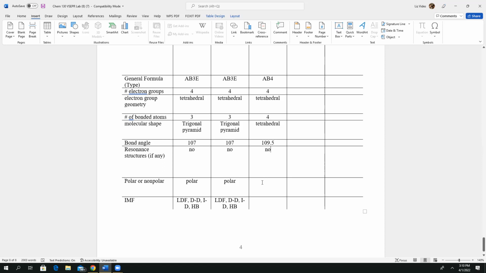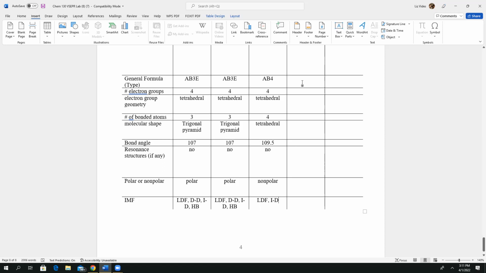There are no resonance structures. Okay, since it is non-polar, all you can have is London dispersion forces. You cannot have dipole-dipole, and definitely not hydrogen bonding. However, ion dipole, yes, because it is charged.